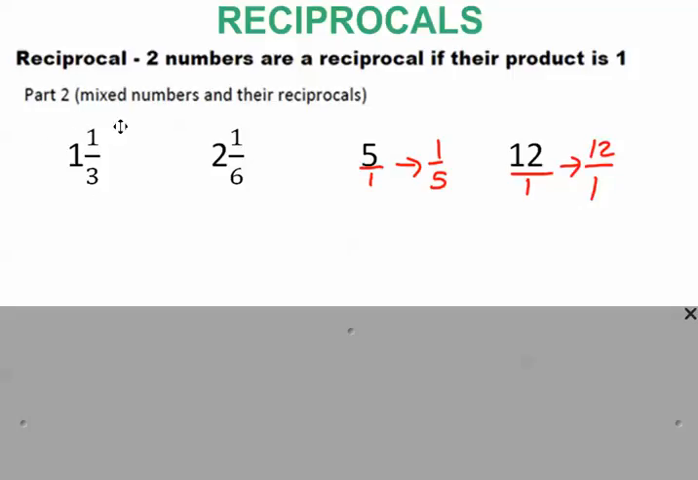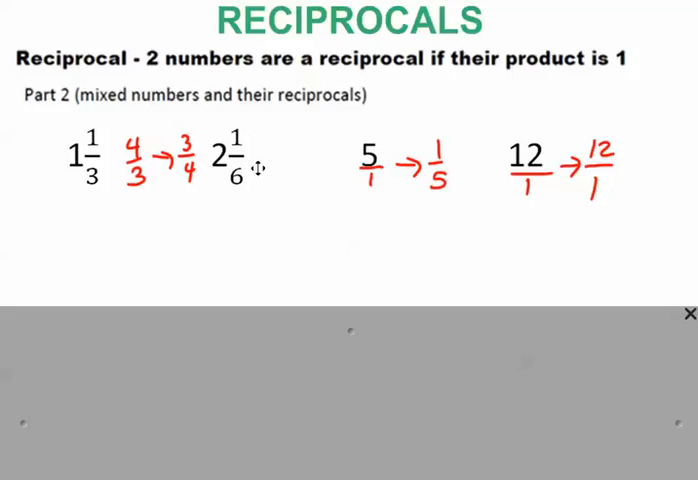So here's the tricky part. If I have mixed numbers, well, first of all, we're looking at a fraction. So I need to turn this into an improper fraction. So 3 times 1 is 3, plus 1, this equals 4/3. So this reciprocal would just be 3 over 4. Okay, does that make sense?